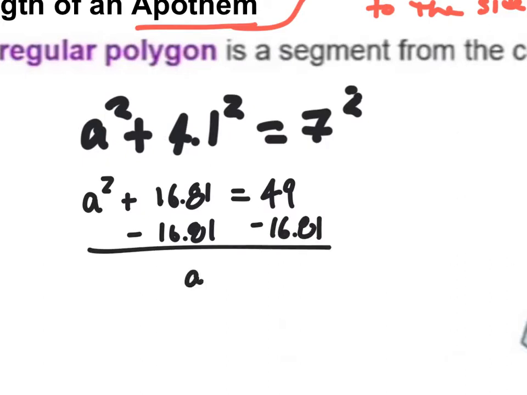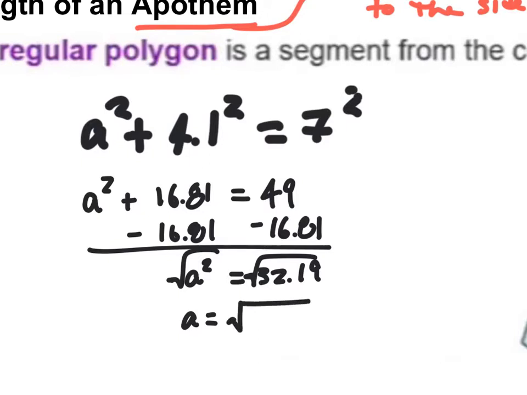Okay, so we isolate a squared, and that's going to give me 49 minus 16.81, and a squared is going to equal 32.19. Then to solve for a, I'm going to take the square root of both sides. So a is equal to the square root of 32.19, and this would be the exact value. So you can use that as the length of the apothem.